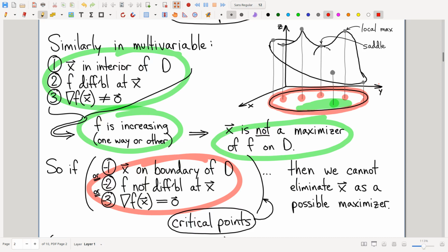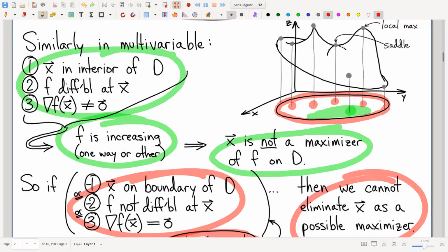So other than those points, the vast majority of points we eliminate. And the points we cannot eliminate, just like we did before, we call critical points. This does not mean that they are maxima. Very likely they're not maxima. Maybe they are. Who knows? The whole point is that we don't know what's happening there. Therefore, we can't eliminate them as possible maxes. So now, what are the different versions of critical points?